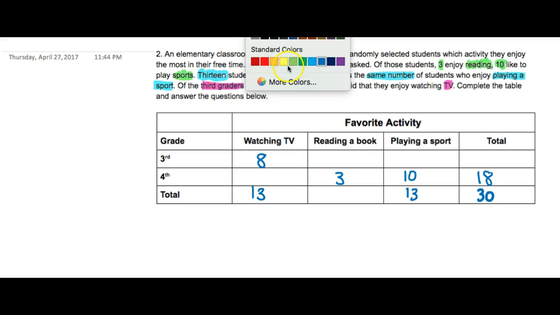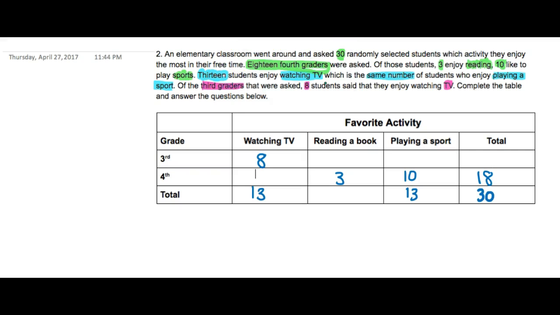For example, if we know that there are a total of 13 students who like watching TV and 8 of them are third graders, what are the rest of them? They're fourth graders. So how many is that? Good. That means that we have 5. Okay, so now we know 5 plus 3 plus 10 is 18. So we have 18 fourth graders.